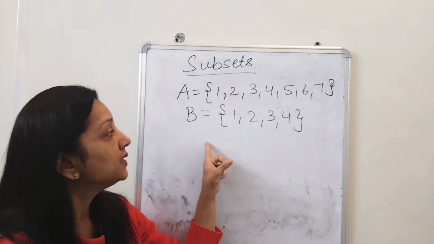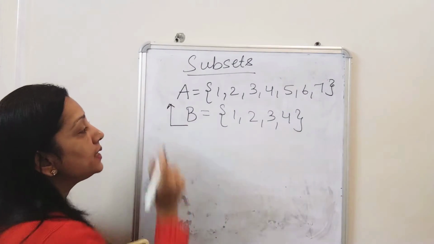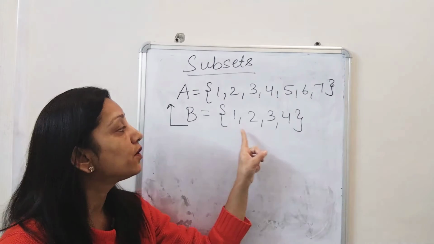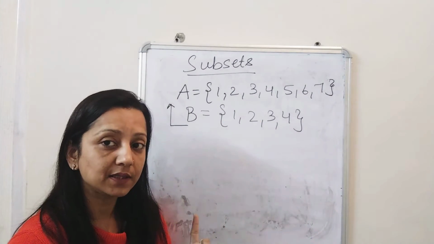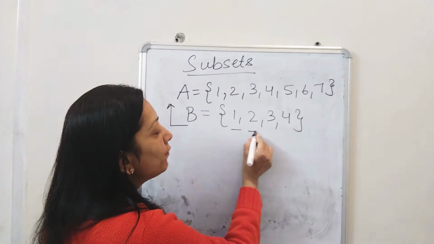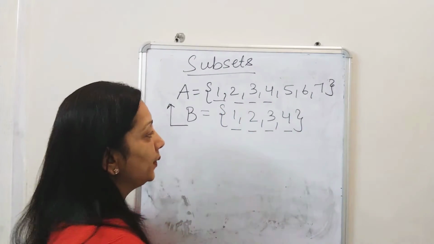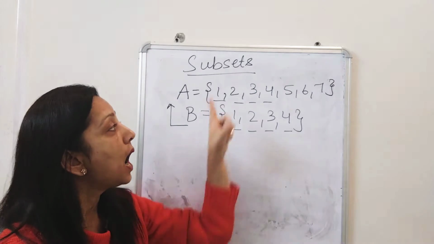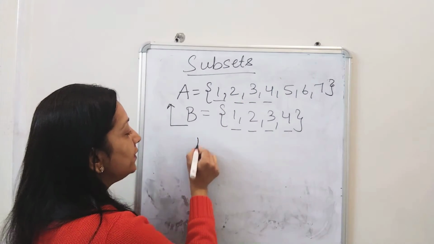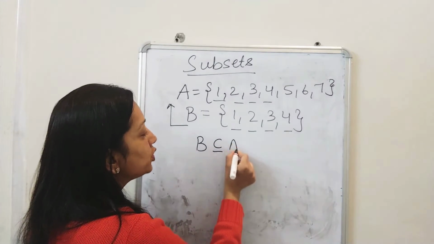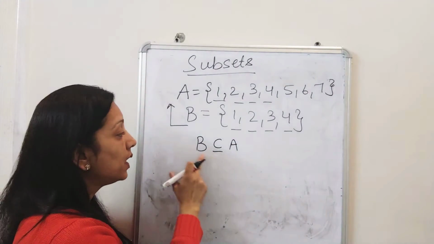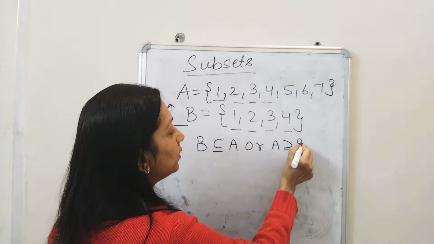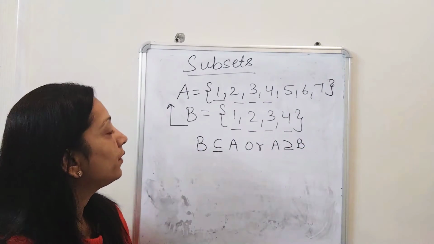But in the case of set B, you can see that all the elements of set B are present in set A. We can clearly see that these elements of set B are present in set A, and these are all the elements of set B. So we can say all the elements of set B are present in set A. In such a situation we say that B is a subset of A. This is how you denote a subset: B is a subset of A.